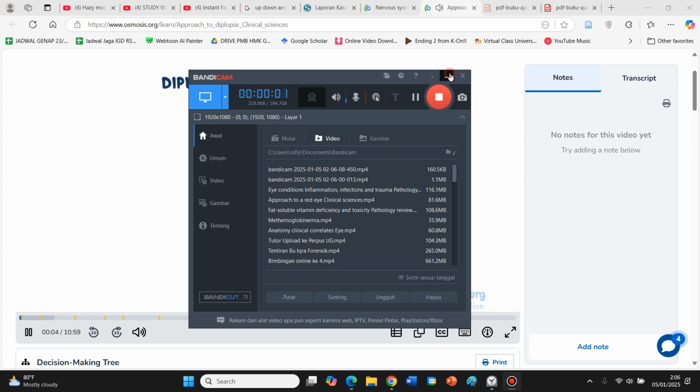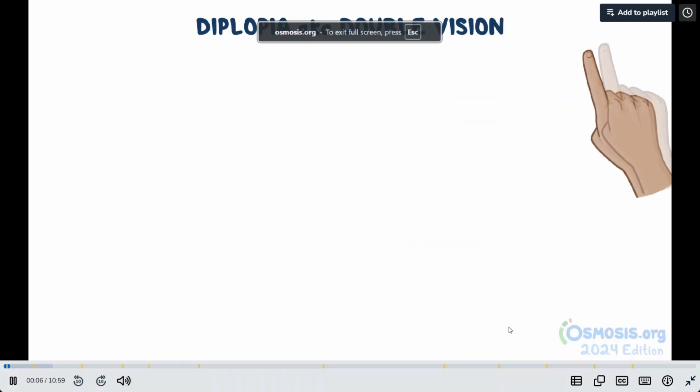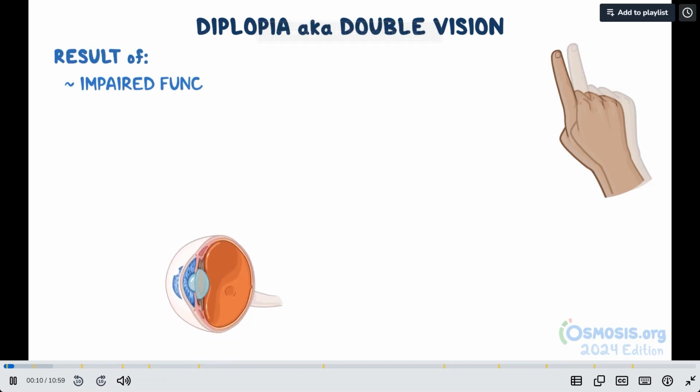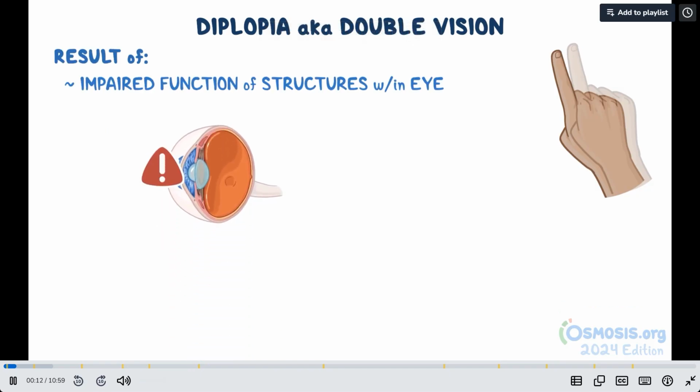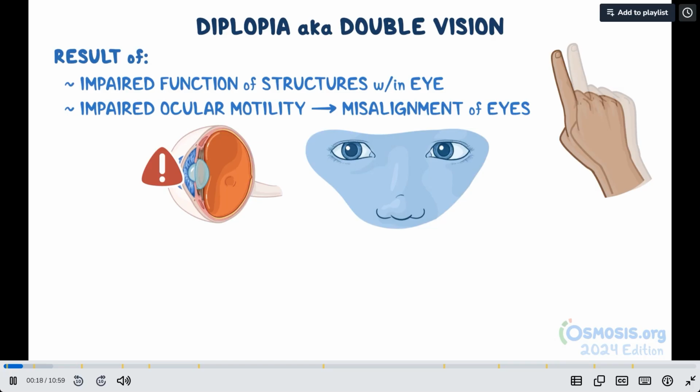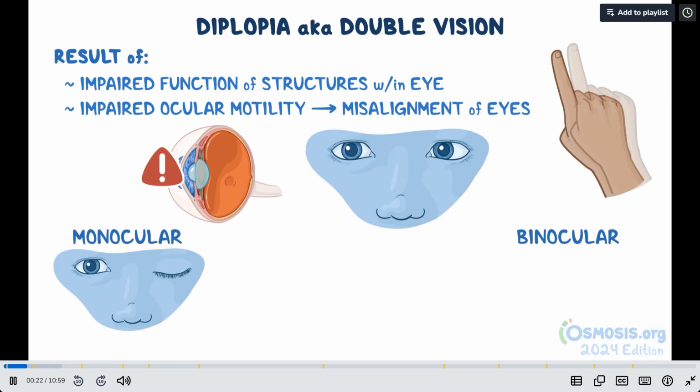Diplopia, or double vision, is the visualization of two images of a single object. Diplopia might be the result of impaired function of the structures within the eye itself, or due to impaired ocular motility that causes misalignment of the eyes. Diplopia can be classified as monocular if it's present when one eye remains closed, or binocular if it's present only when both eyes are open.